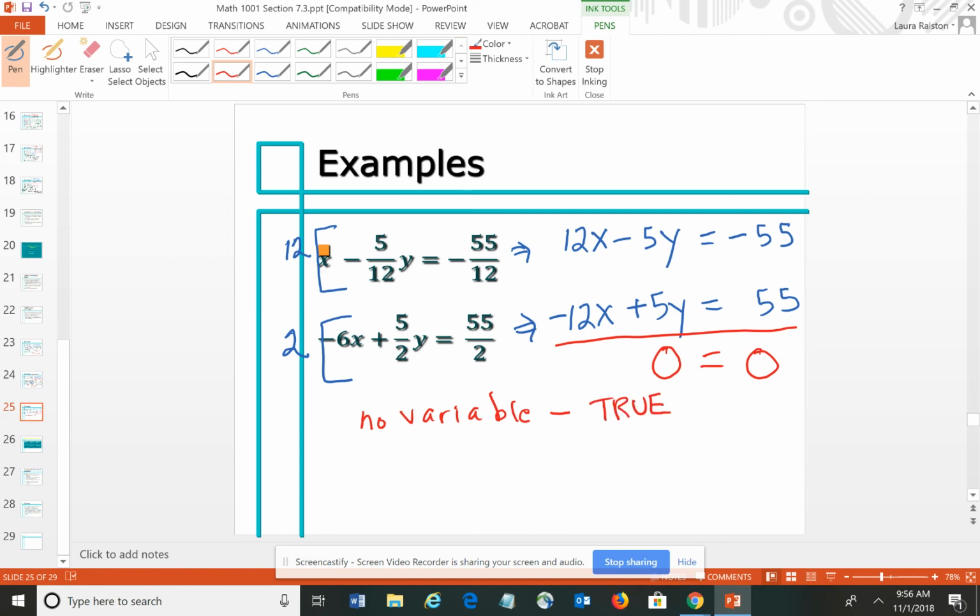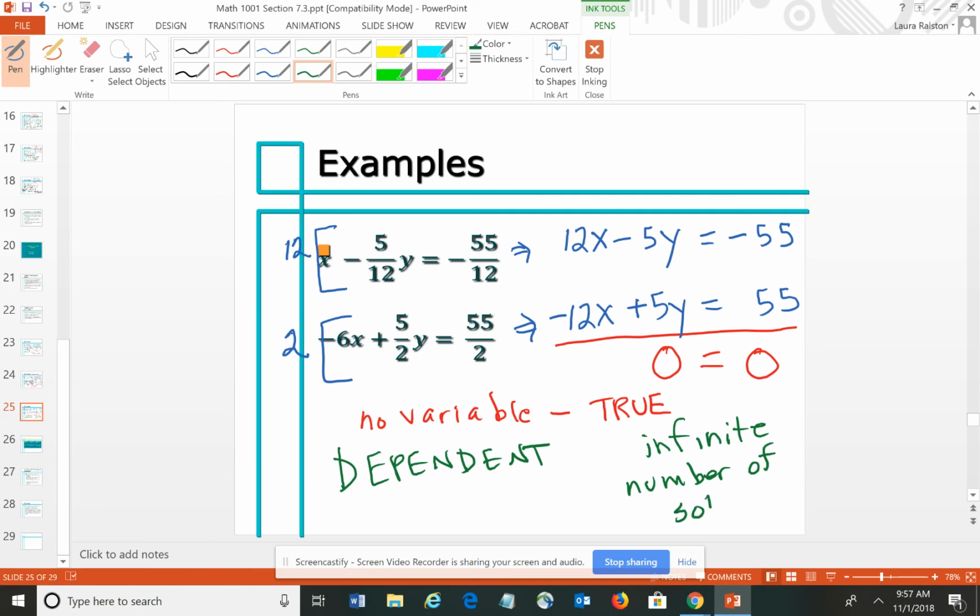Okay, so that tells me that basically any ordered pair that I can find that makes the equation negative 12x plus 5y equal 55 is going to make it true. So this is what we call a dependent system, and you have an infinite number of solutions.